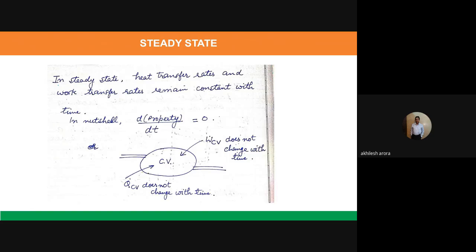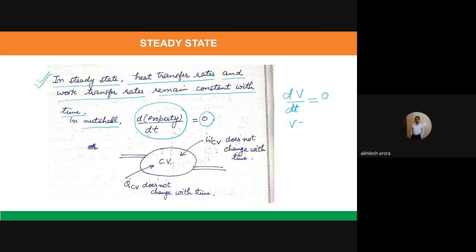There is one more thing that we should know about steady state. In steady state, heat transfer rates and work transfer rates also remain constant with time. So in a nutshell, we can say d by dt of any property is equal to 0. That means dv by dt shows the rate of change of velocity with respect to time, and if this value is 0, it means velocity is constant with respect to time. So the property velocity is not varying with time and hence it is steady.